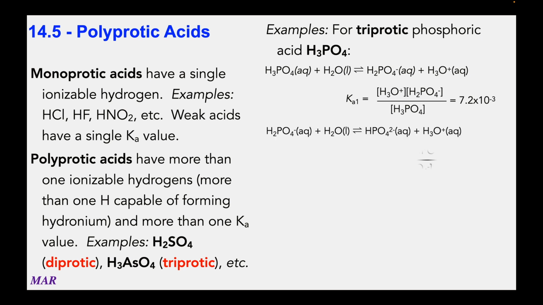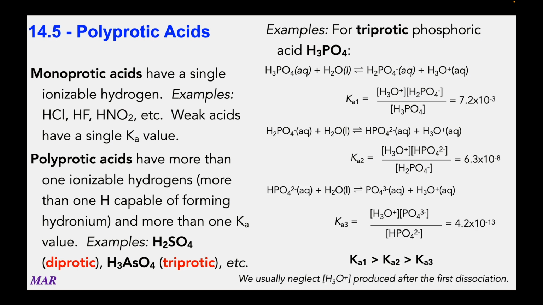But phosphoric acid has another acidic hydrogen. H2PO4- can also react with water to make hydrogen phosphate and hydronium. Again, remembering not to include water, Ka2 is hydronium times the hydrogen phosphate divided by the dihydrogen phosphate ion. Notice the Ka for this one, 6.3 times 10 to the minus 8. As the K values get smaller, you end up with more reactants than products. The first Ka is bigger, so you're going to have more hydronium. The second Ka is not as big, so you'll have less hydronium.